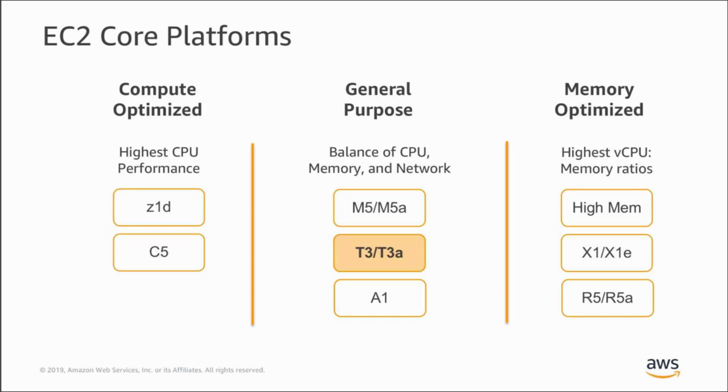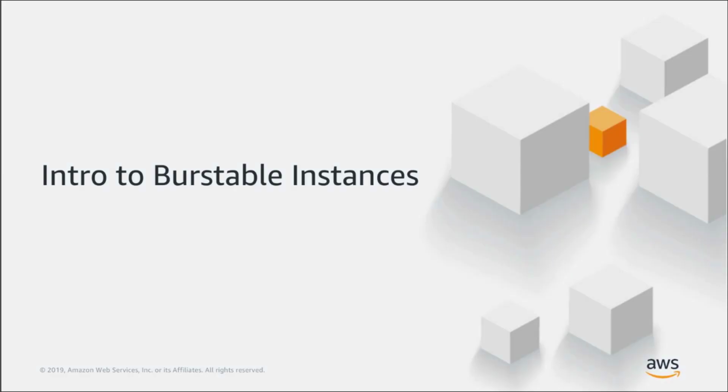Today, I really want to focus on our T3 and T3a instance types. These fall within our general purpose bucket, meaning they're going to apply to a large number of workloads that are run in the cloud today or are running on-prem and could migrate or are thinking to migrate to the cloud. So these are going to be very useful for customers who are already in the cloud and are working to migrate to the cloud. So let's talk about burstable and what that actually means.